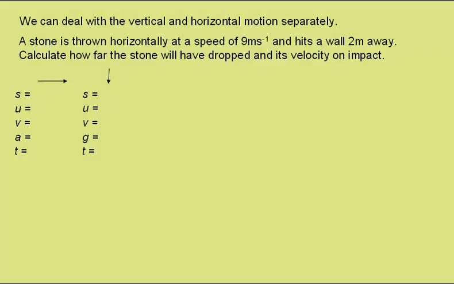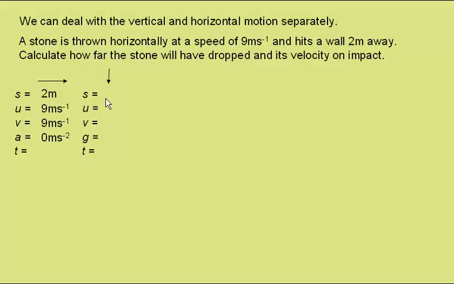I can now start putting in the data. My initial horizontal displacement is given in the question as 2 meters. The initial horizontal velocity is given in the question as 9 meters per second. Ignoring air resistance, the final horizontal velocity will also be 9 meters per second, meaning there is zero acceleration. We're not asked for the time, so I'll leave it blank for the moment.